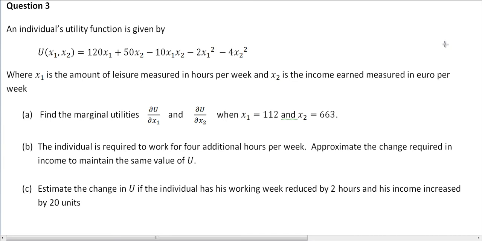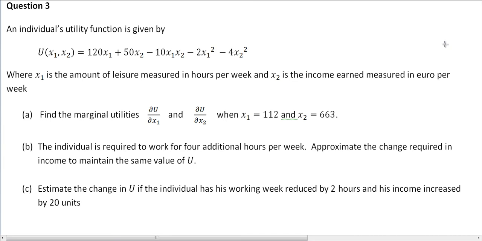We'll not start reading it, concentrating too much on it. So x1 is the amount of leisure measured in hours per week. Really x1 is just the number of hours of free time the individual has, and x2 is the income measured in euro per week.